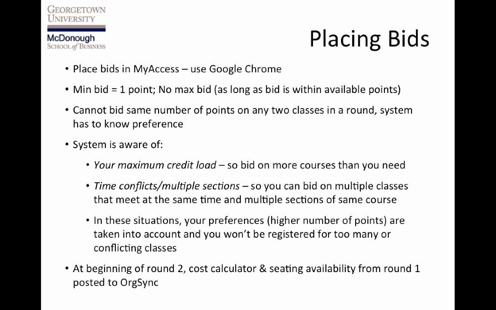The system is aware of your maximum credit load, time conflicts, and multiple sections, so bid on more courses than you need in order to increase your chances of getting a full schedule. The system handles multiple sections and time conflicts by looking at a student's preference, so whichever course you placed more bidding points for.